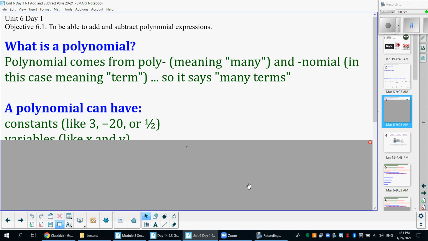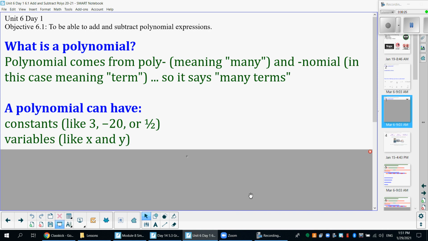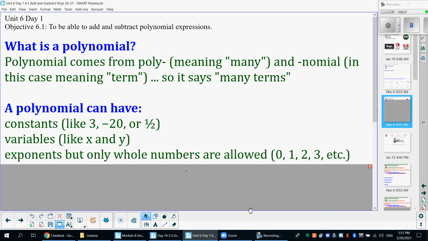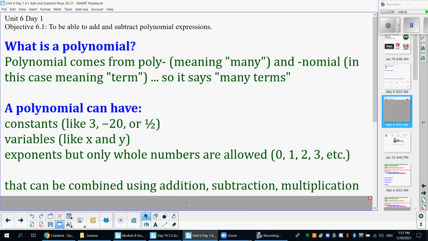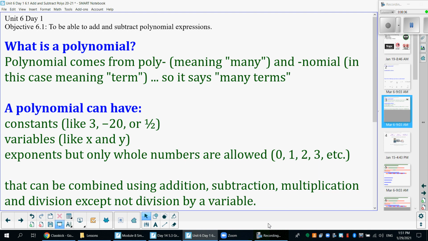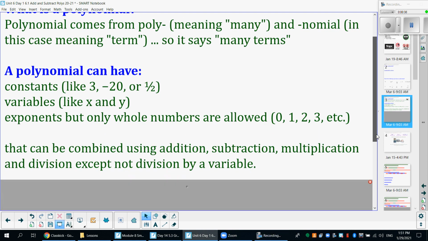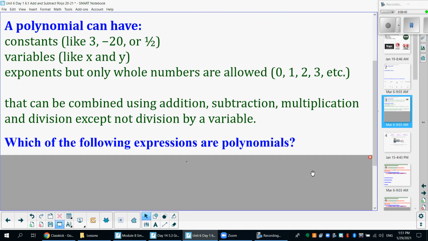A polynomial can have constants, variables, and exponents, but only whole numbers are allowed. The terms can be combined using addition, subtraction, multiplication, and division, except not division by a variable. So again, constants, variables, and exponents that are whole numbers, with terms combined by addition, subtraction, multiplication, and division, just not division by a variable.